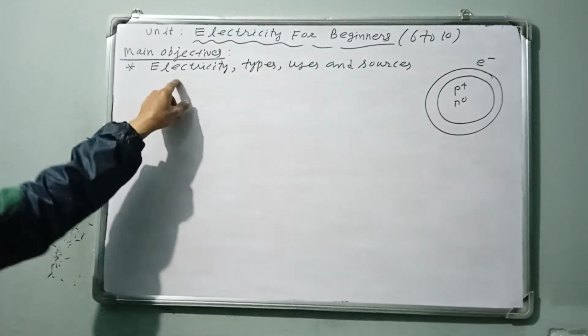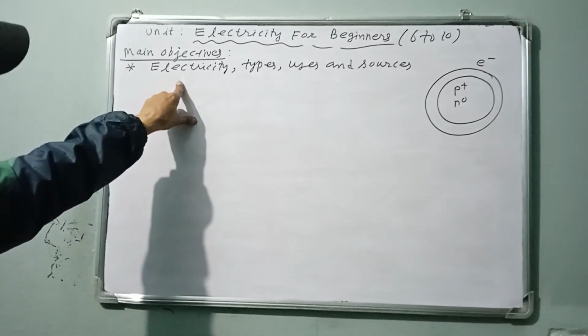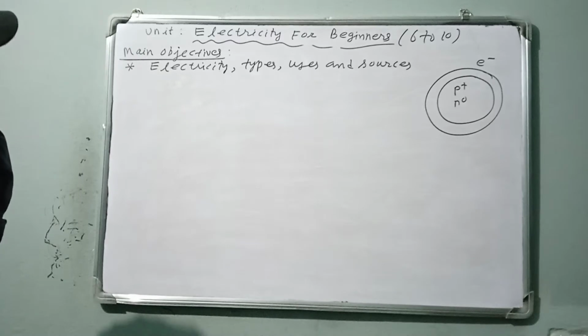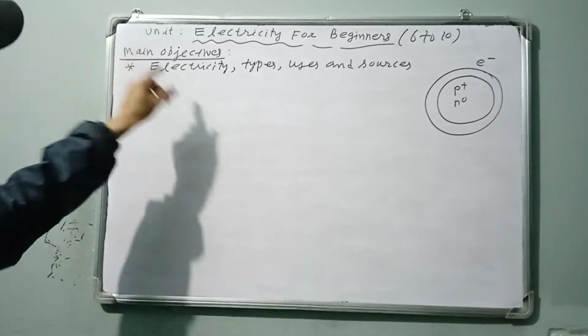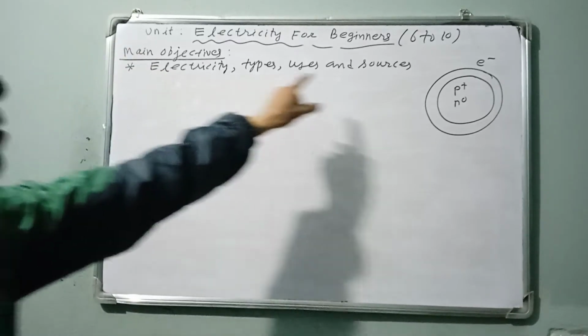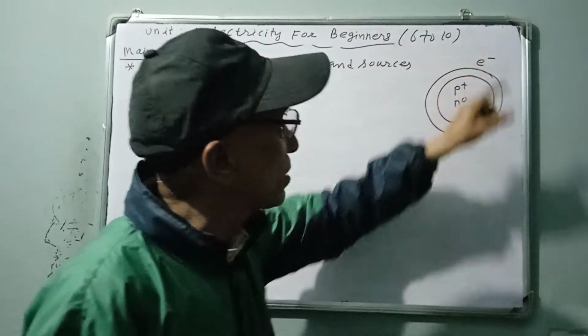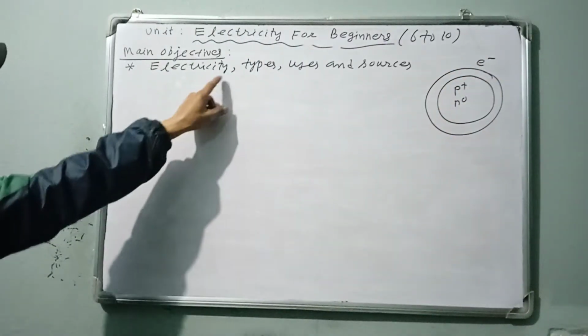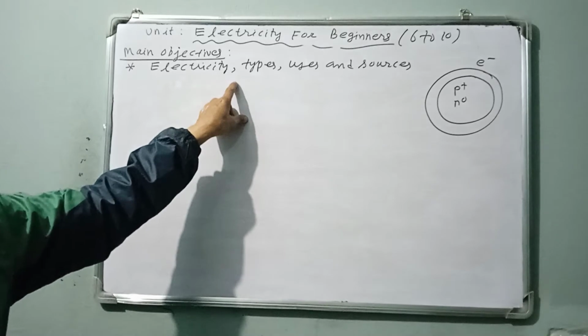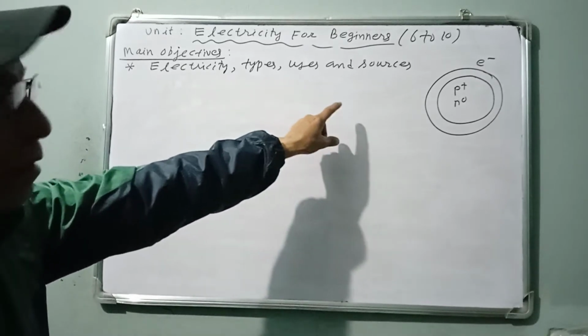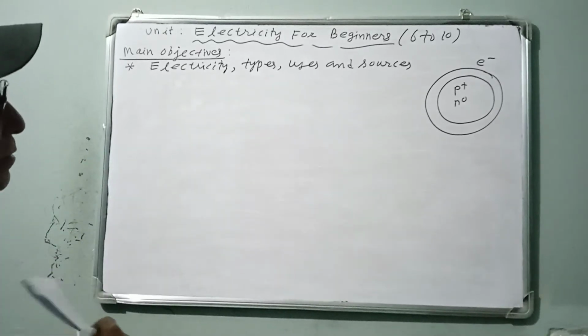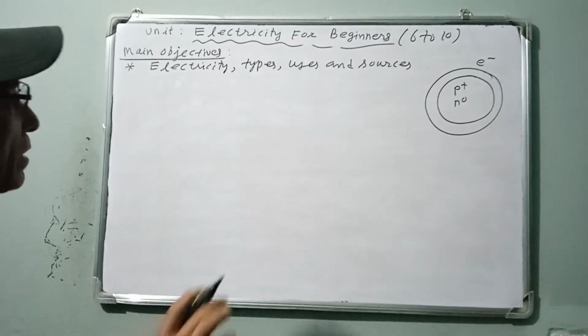So, for smart study, instead of just writing the definition, you have to write the definition by understanding it. Electricity is the flow of electrons along conductors. Types: there are mainly two types of electricity, static electricity and current electricity.